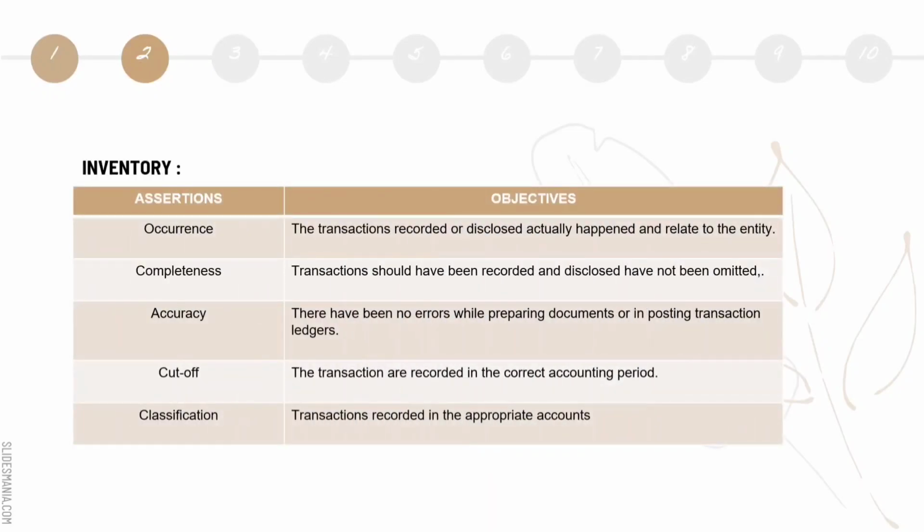For inventory, the objective of the assertion occurrence is that the transactions recorded or disclosed actually happened and relate to the entity. For completeness, transactions that should have been recorded and disclosed have not been omitted. Thirdly, accuracy: there have been no errors while preparing documents or in posting to the ledger. Cut-off: the transactions are recorded in the correct accounting period. And the last one is classification. The objective of classification is that transactions are recorded in the appropriate account.